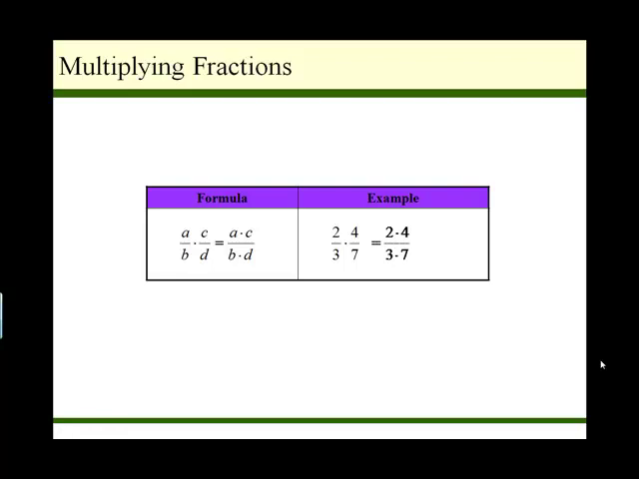We take the numerators and multiply them together, 2 times 4, the denominator 3 times 7, and then we get 8 over 21. If we need to reduce that, we'll reduce it. In this case, they have no other factors in common, so our answer remains 8 over 21.